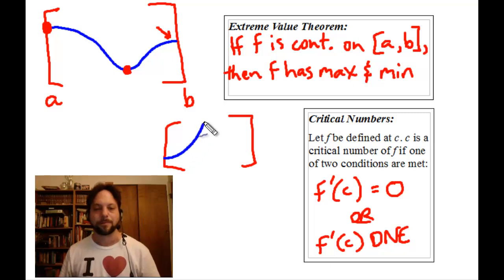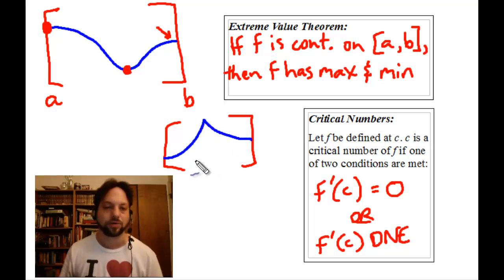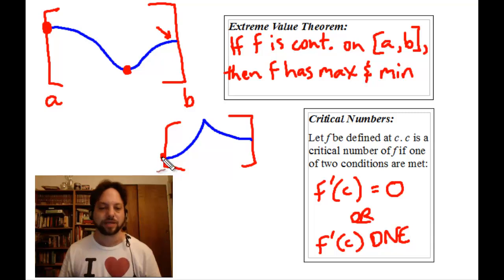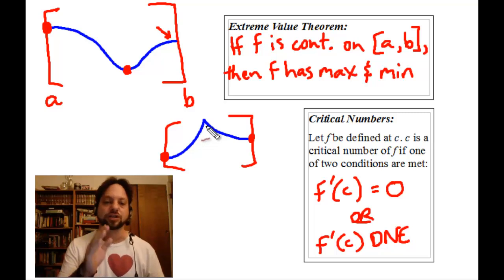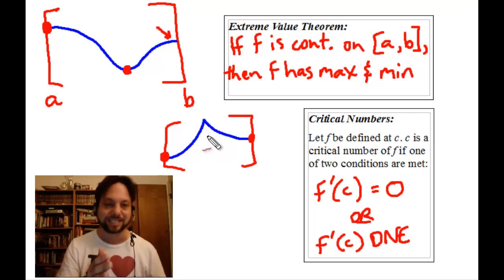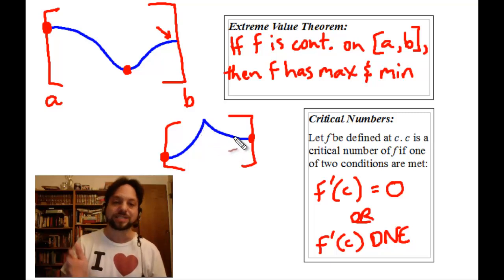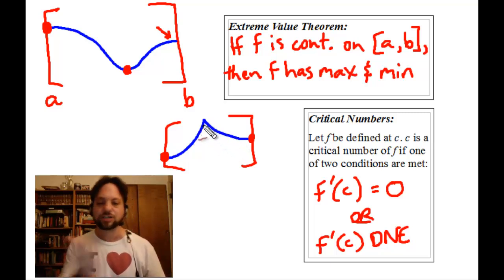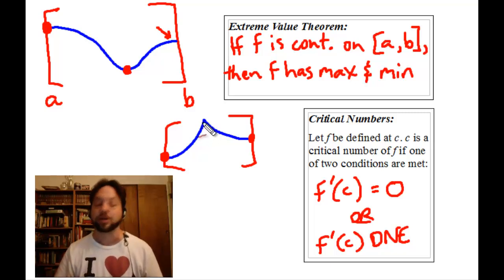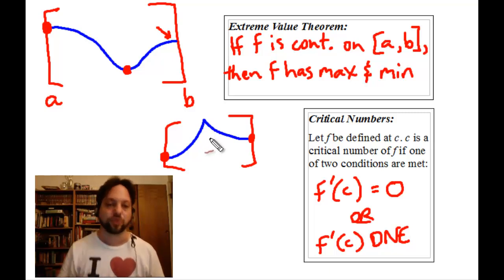For example, there we go. Here you can see that the absolute min is at the beginning of the interval. We have a relative min at the end of the interval, but there are no critical numbers. Don't be confused. The slope here, the derivative of the function at this cusp, does not exist. The derivative from the left is positive. The derivative from the right is also positive. So never is the derivative 0 in between there. The derivative just fails to exist. However, that still counts as a critical number.